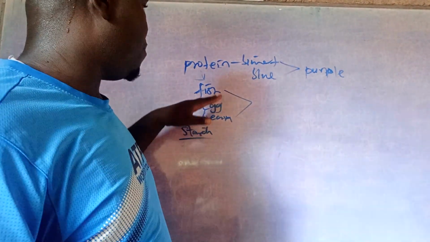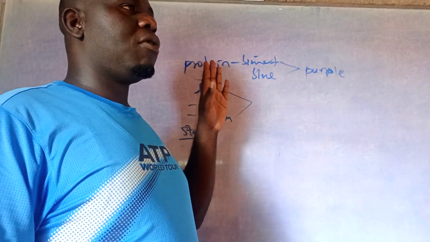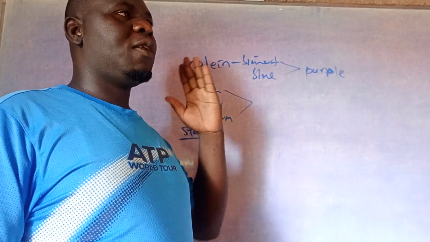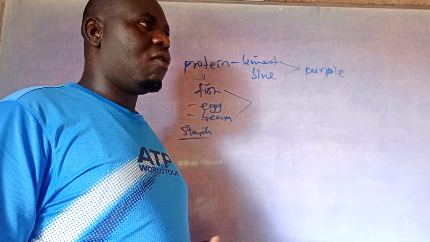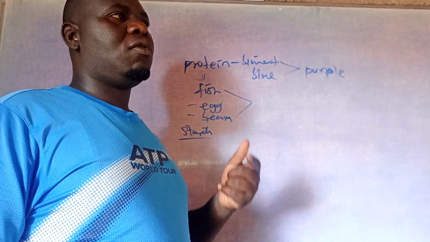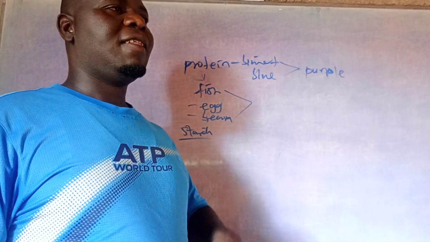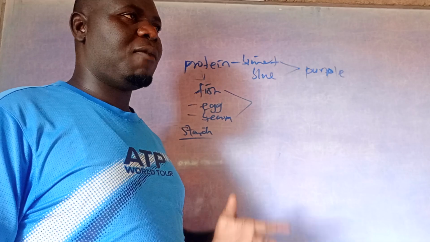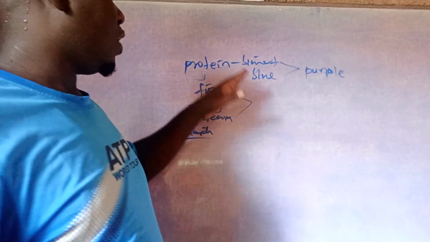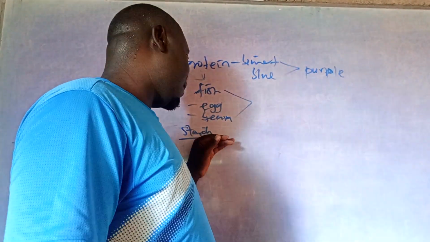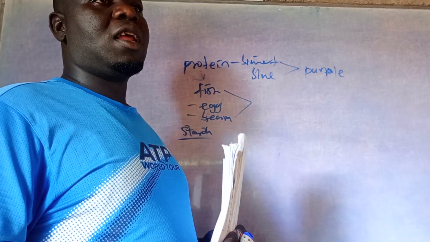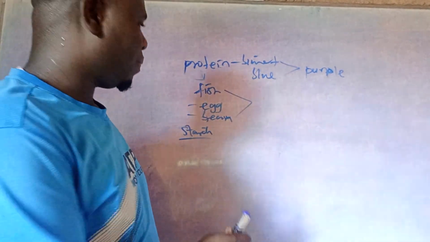And remember I said that for protein, the sample is supposed to be in liquid form, right? So if it's in solid or powdered form, make sure you mix it with water, then you filter. All together you get the liquid by filtration, right? So now we go to starch. Who can give an example of food that contains starch?